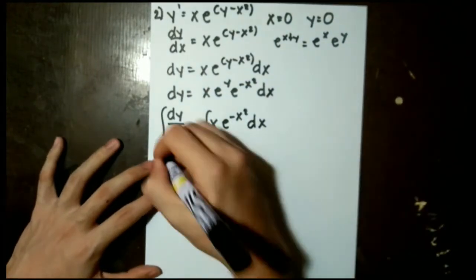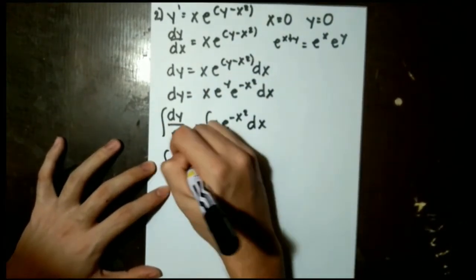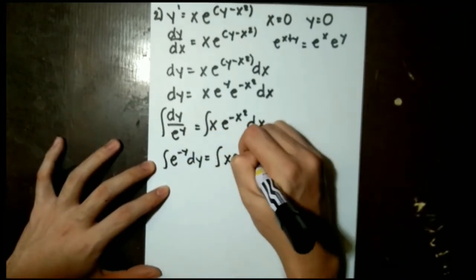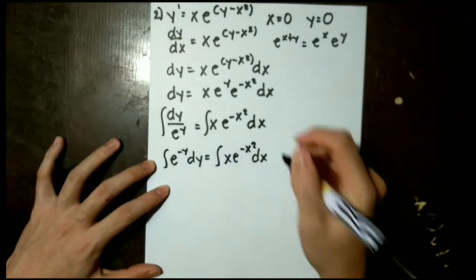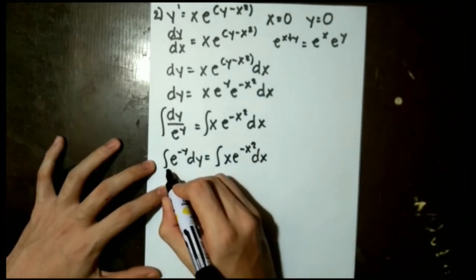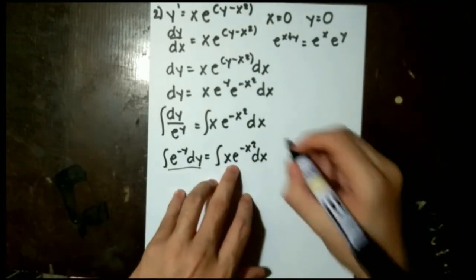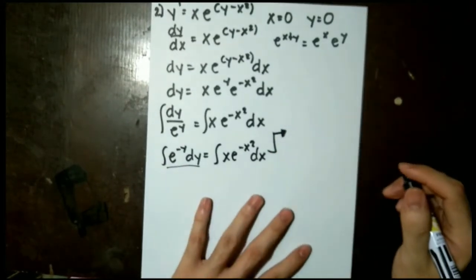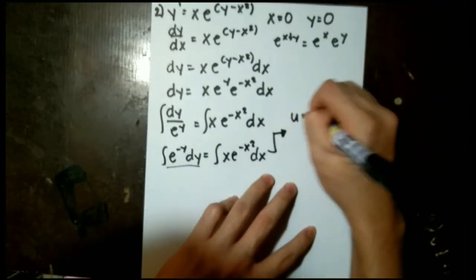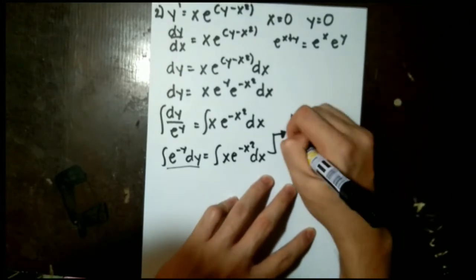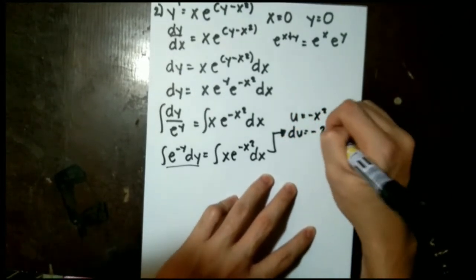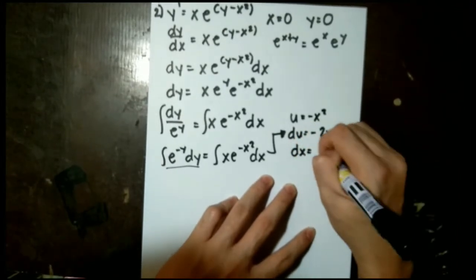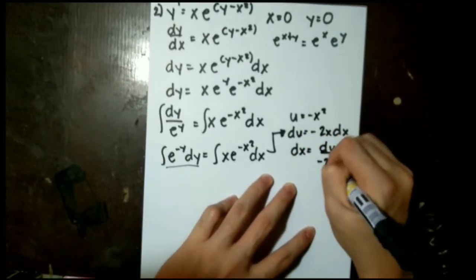So, pwede na rin naman nating sabihin na integration ng e raised to negative y dy is equal to integration ng x e raised to negative x squared dx, since may direct integration naman dito sa part na to. So, proceed tayo dito sa x e raised to negative x squared. Pwede tayong mag-u sub. So, let natin u si negative x squared. Ang du natin ay magiging negative 2x dx. So, ang magiging value ng dx natin is du over negative 2x.